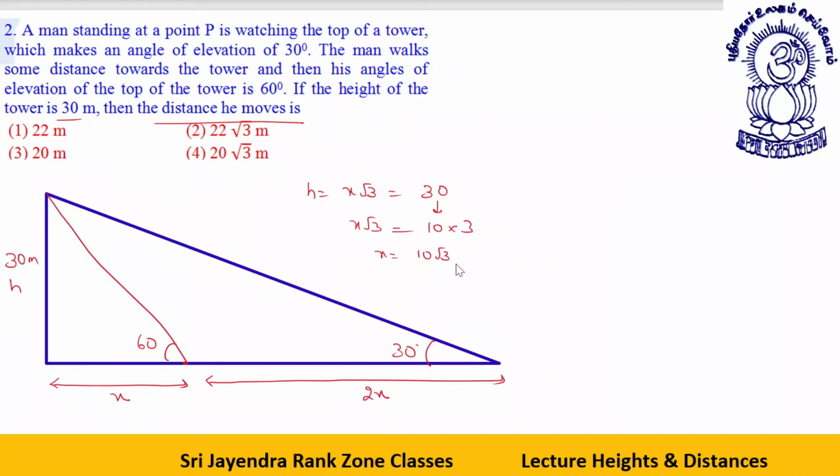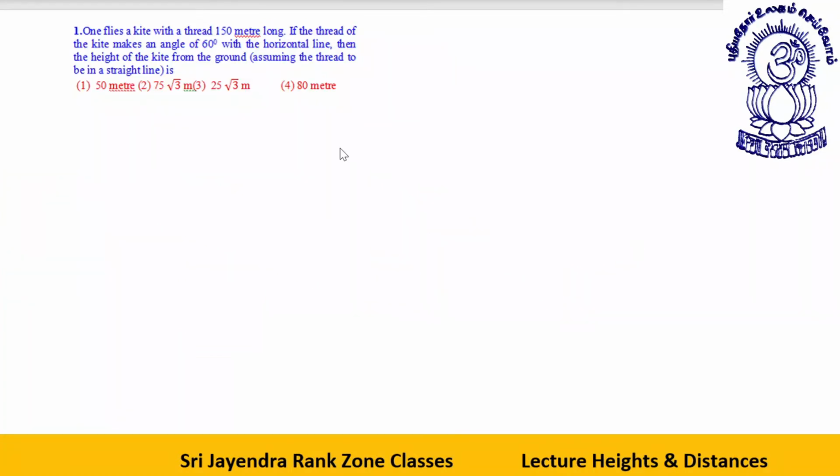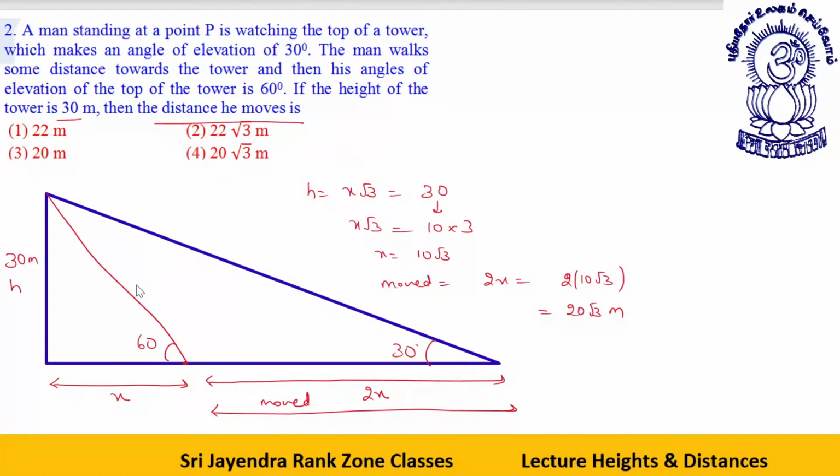Now x is equal to 10 root 3. What will happen? You need to find, this is the movement, okay? So distance moved is how much? 2x, 2 into 10 root 3, or 20 root 3 meter. Am I clear to all of you? You can have a look at it if you want. Okay.